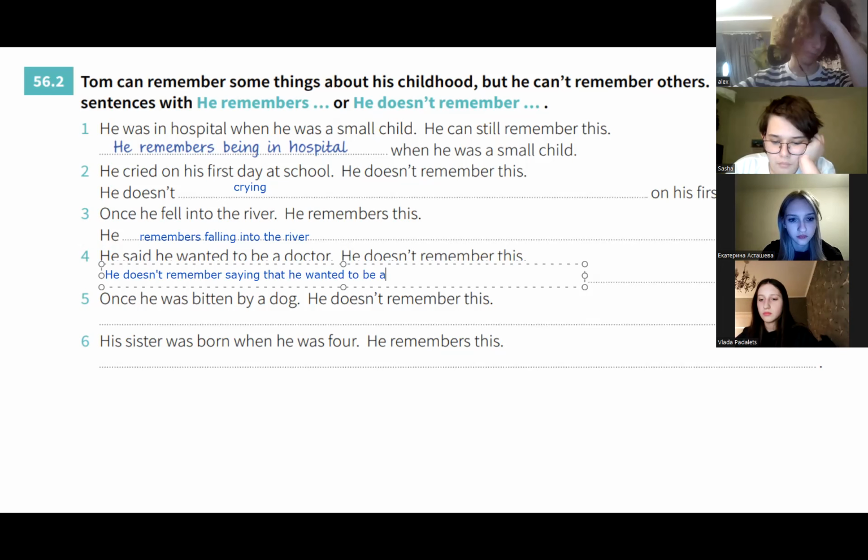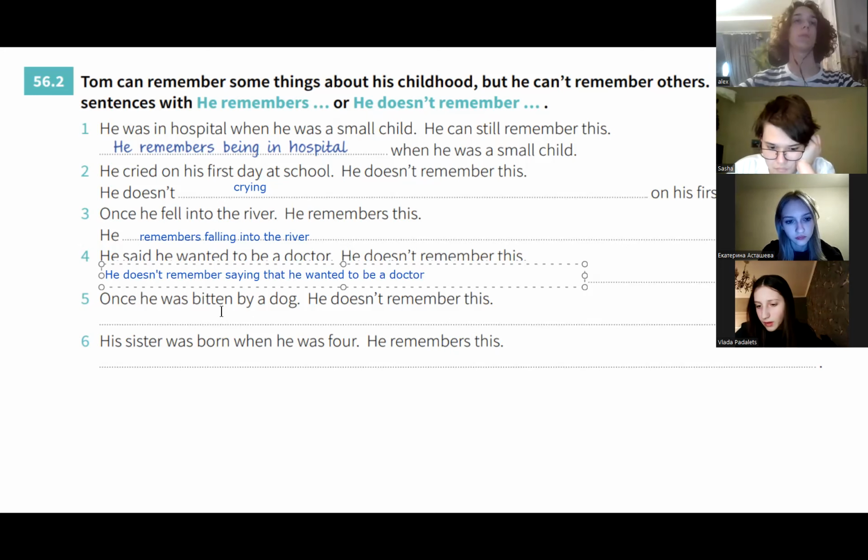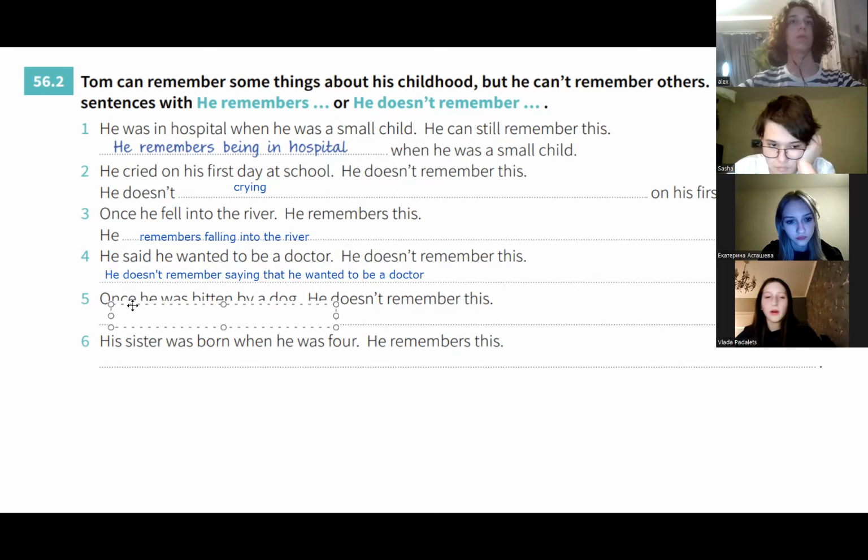Okay, continue, Vlada. He doesn't remember being beaten by a dog once. Yes, passive voice. He doesn't remember being beaten. Okay, being beaten is the continuous gerund. Doesn't remember being beaten.